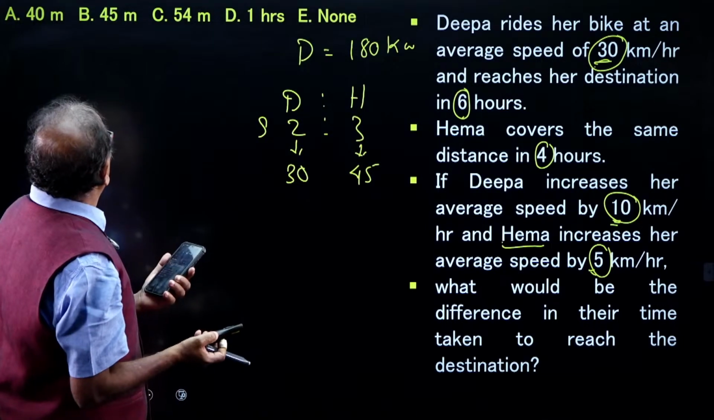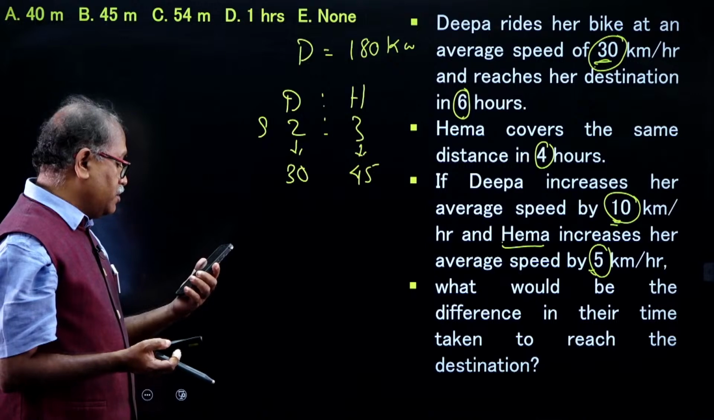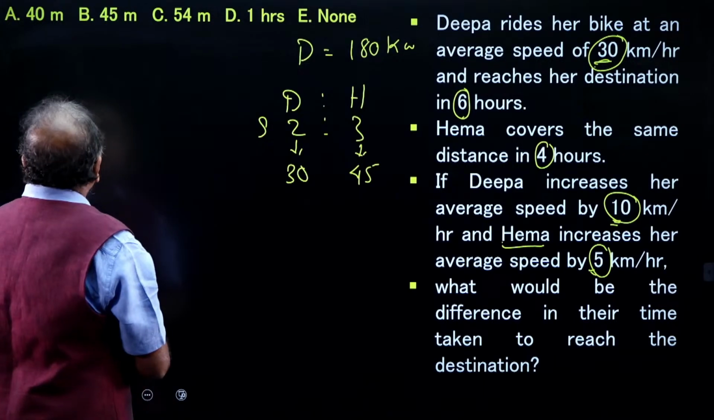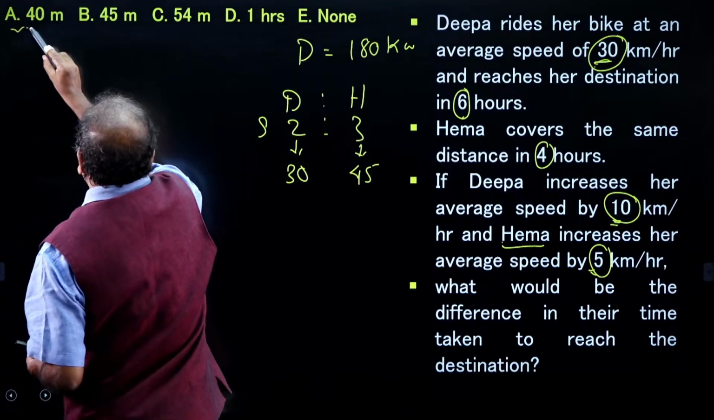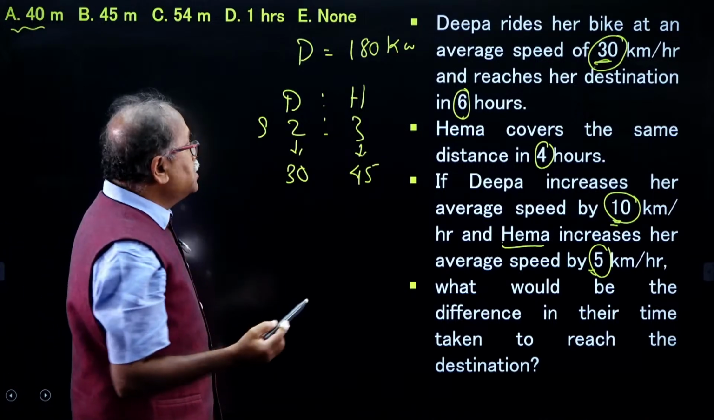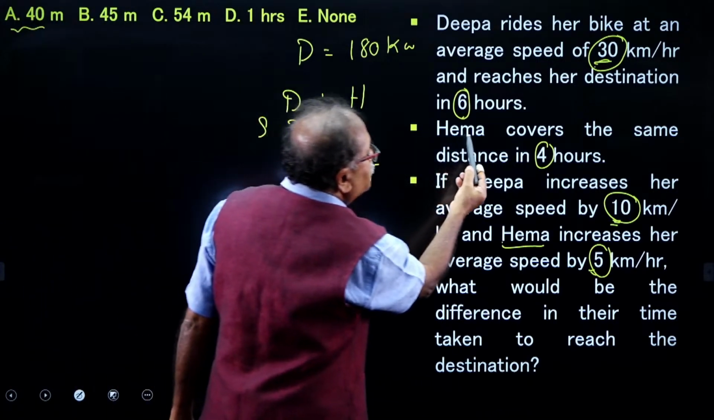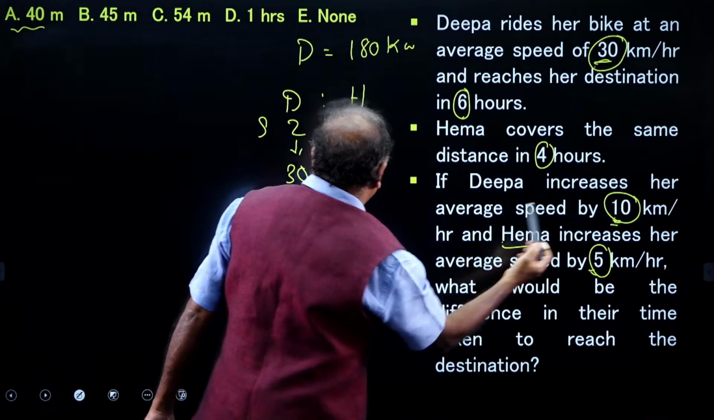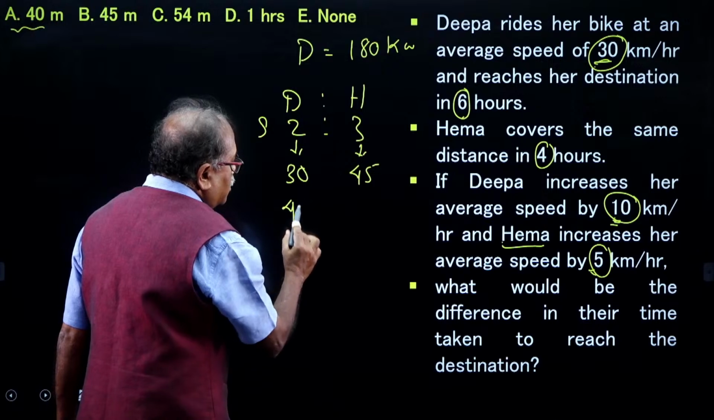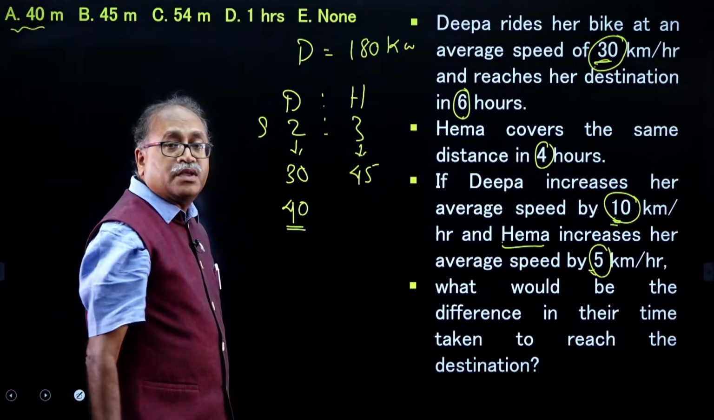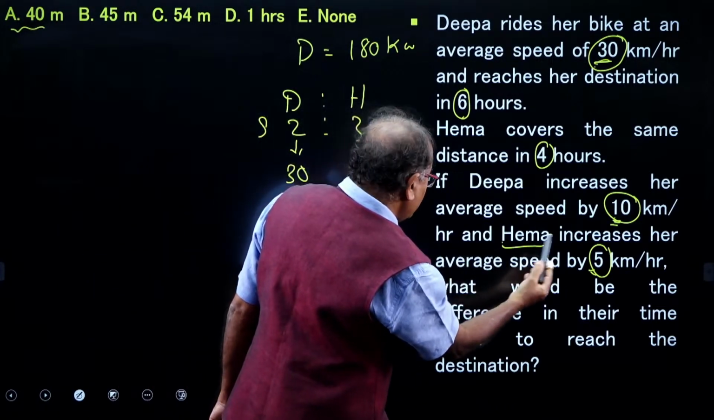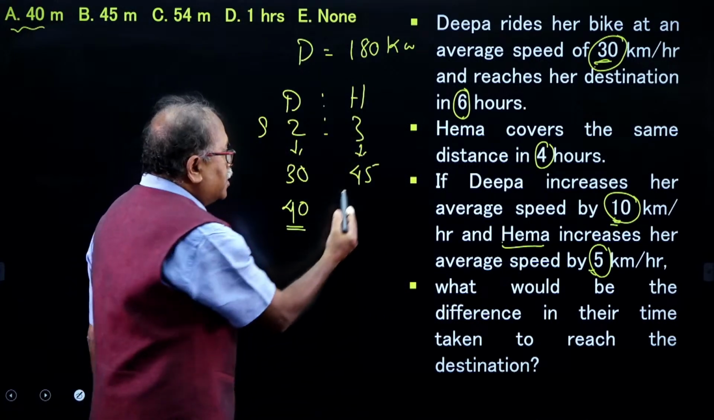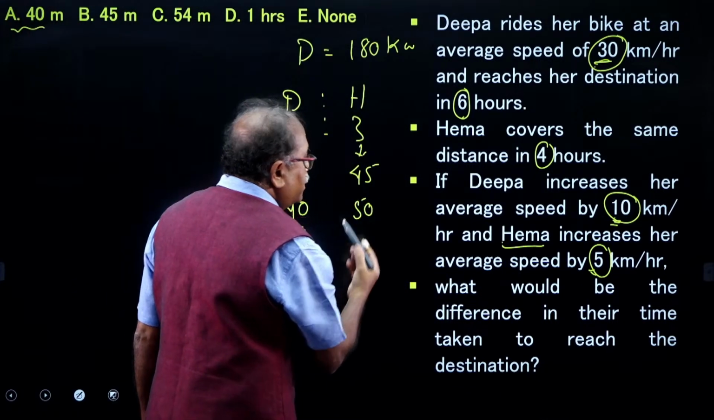Option A, what is that option A? 40 minutes, okay. So, let me check whether 40 minutes is the answer. What will be the speed of Deepa? Deepa's speed is increased by 10 km, so it will become 40 km per hour. And Hema's speed is increased by 5 km, so this is 50 km per hour.